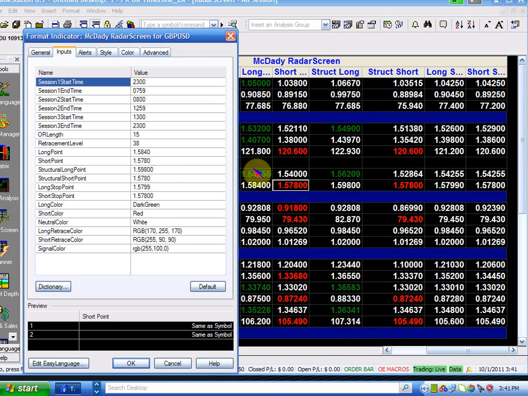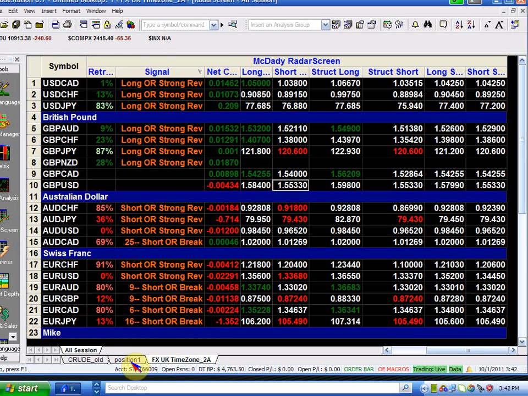Our entry on the short side is going to be the 155.33. That is our short point, and it is also our structural short point. And if I go short, if I use a point which is the structure as my entry, it is also going to be my stop. So my short point, my structure short, and my short stop is the 155.33. Again, you give it a couple of points above.